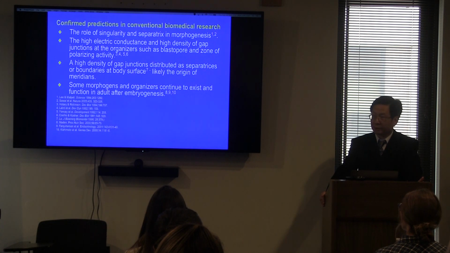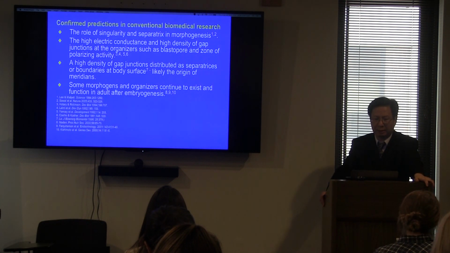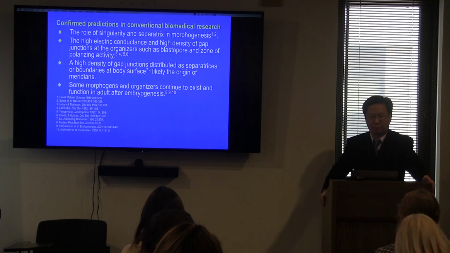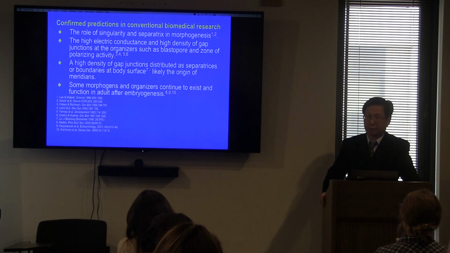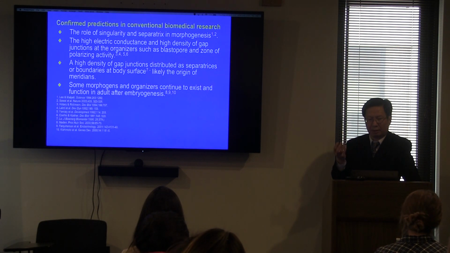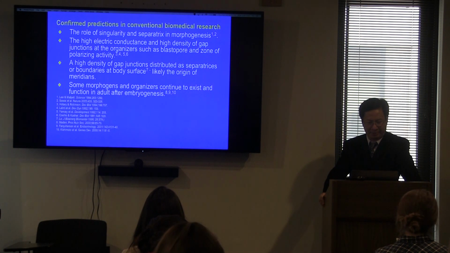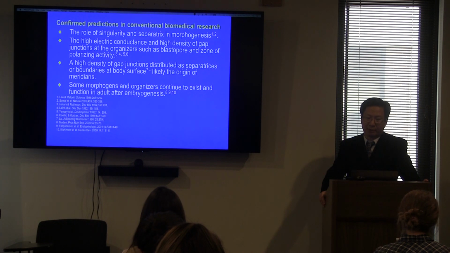Some of the predictions for this model also have been confirmed in conventional medical research. For example, the singularity and separatrix in morphogenesis have been confirmed by multiple research groups. The high electric inductance and high density of gap junctions in the organizers, such as the zone of polarizing activity, those predictions have been confirmed as well. The zone of polarizing activity is an organizer. It's mostly studied in chicken. It's in a location around the armpit. That's a well-studied model in developmental biology, and also has a high density of gap junctions.